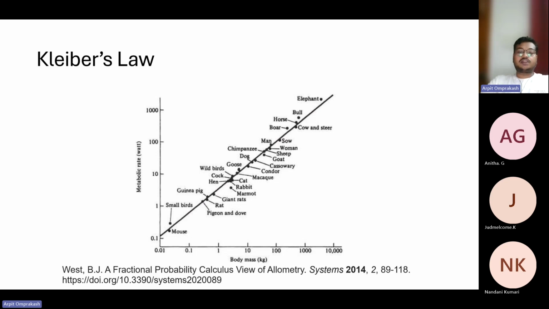he figured out that if we plot the log of body mass along with the log of metabolic rate, which is basically the rate at which we consume energy in our body, right? So if we make that log plot, we see that most organisms, almost all organisms, fall on this straight line.